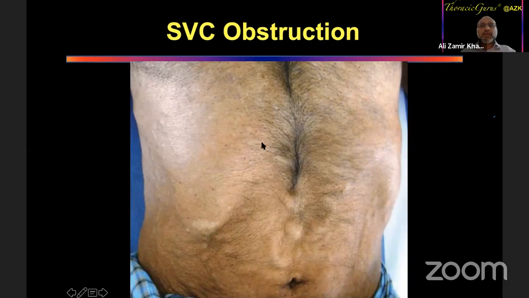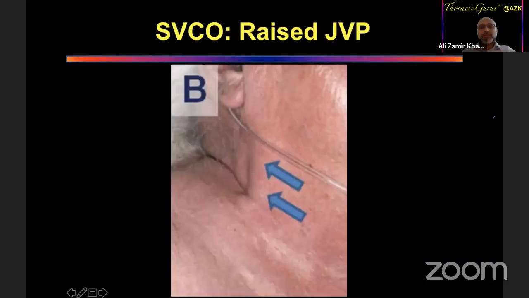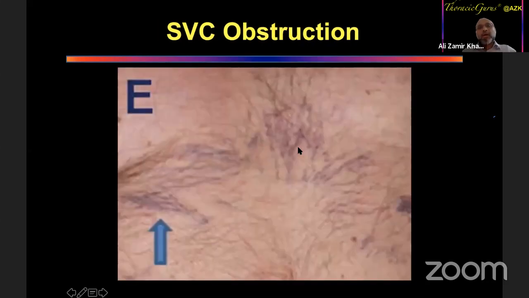So this is another idea. This is usually a little more advanced. The epigastric vessels don't open up that easily because there's a long channel of hemiazygous. So if the epigastric are starting to open up, start to worry that this is getting to be a serious problem. We said the JVP will be raised. Here is the JVP severely raised in the sick patient.